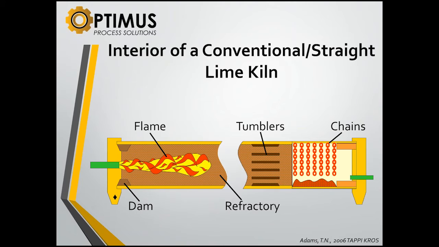This shows the interior of a conventional or straight type lime kiln. This is the critical difference between an LMD style kiln versus what we would call a conventional or straight kiln. To actually do the drying and preheating, a conventional straight kiln is equipped with a series of chains. LMD type kilns or external dryer type kilns are not equipped with chain systems.